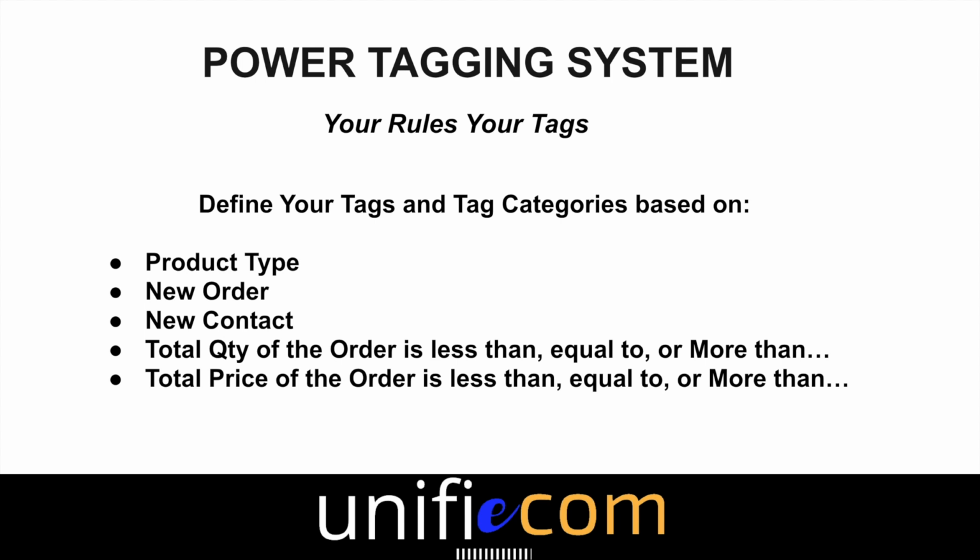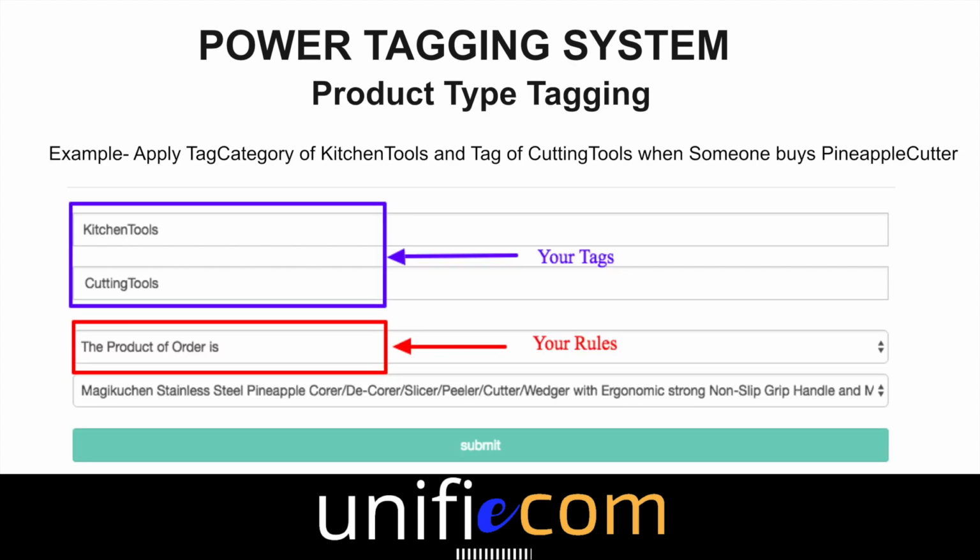What we have done with the power tagging system is that you define your rules, you define your own tags, and you create your own marketing strategies. So the possibilities are limitless. It is based on your marketing needs. Let me give you an example. This is an example of product type tagging.